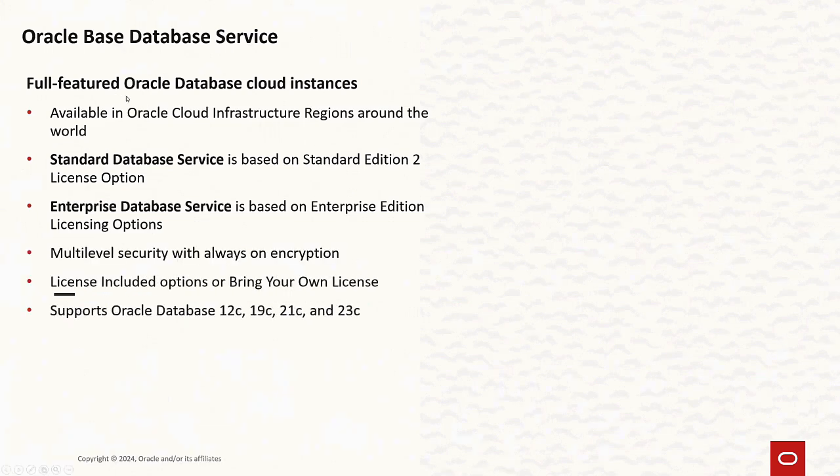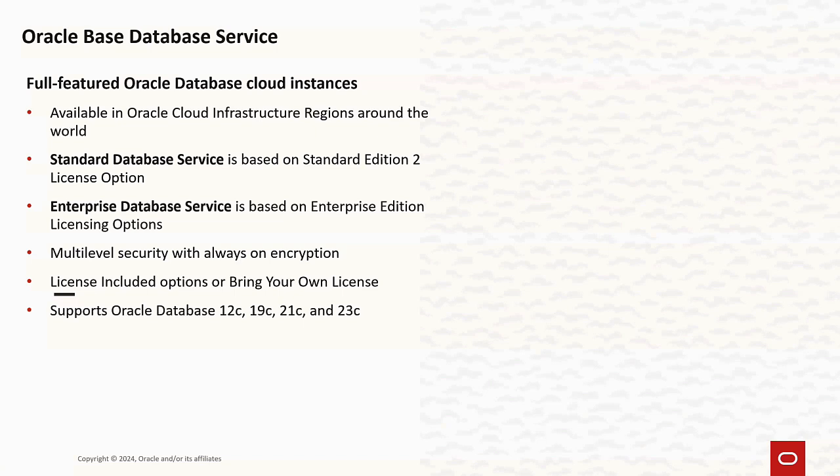So this we're going to have as a full-featured Oracle Database Cloud instances. This is available in Oracle Cloud Infrastructure regions around the world. There's going to be two licensing options, SE2, standard database service, which is based on the SE2 license, and the enterprise database service based on the EE license. There's going to be multi-level security with always-on encryption.